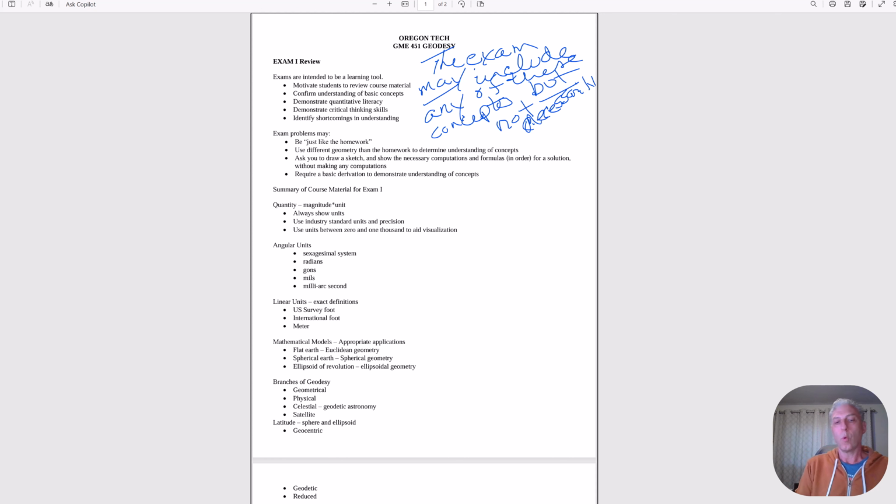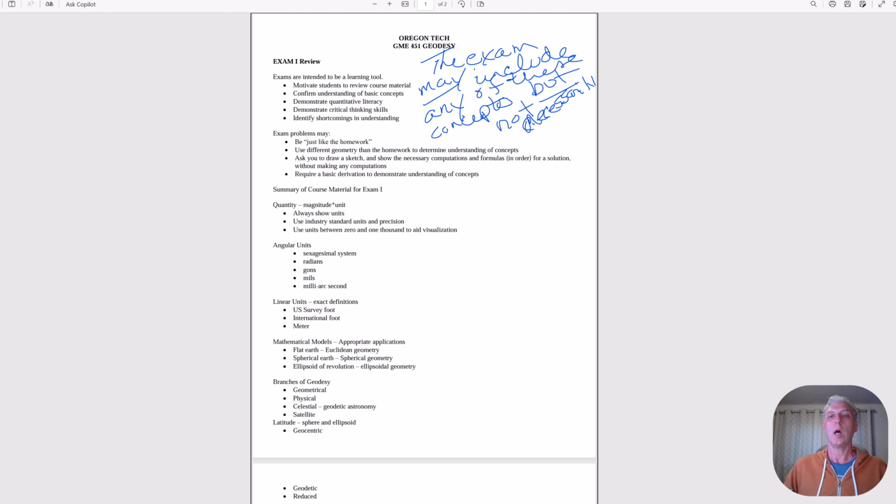Well, one is exams help us to get all on the same page. Students progress at different rates, and by the time of midterm, we should all be at the same place so we can move forward. It reinforces your understanding of the concepts when you study for these exams. Exams actually require you to demonstrate critical thinking skills, because the questions on the exam are not always necessarily like homework problems. There are different approaches to the concepts we've talked about.